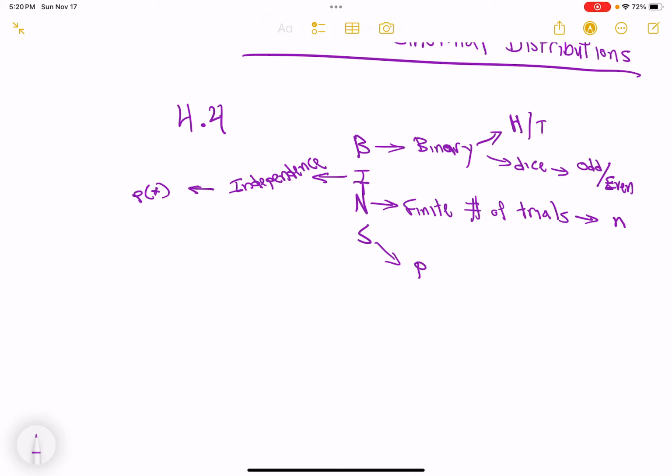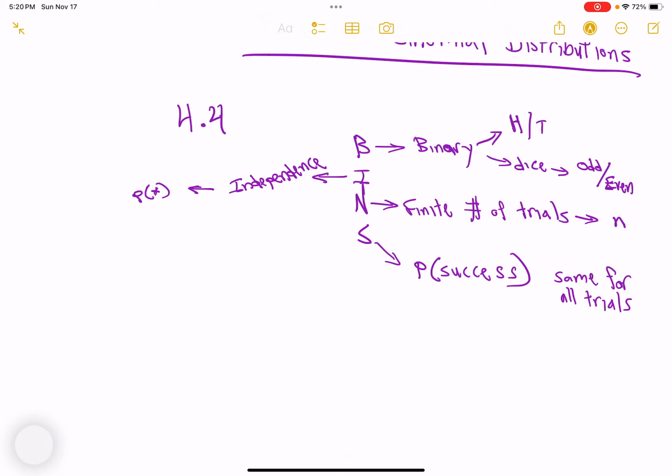And then finally, successes. We need a probability of success. This ties in with independence. We need a probability of success that is the same for all trials. With a coin, it's 50%, 0.5. But with other iterations, we'll see different ways in which this shows up.